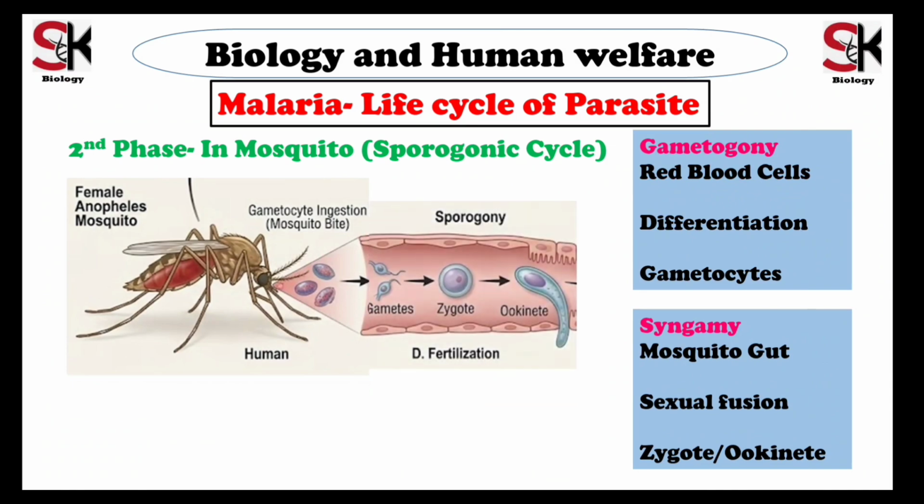Inside the mosquito gut, male and female gametes fuse together. This sexual fusion is called syngamy. As a result, a zygote is formed, which later develops into an ookinete. So this stage represents gametogony, where gametes are formed, and syngamy, where the sexual fusion occurs.